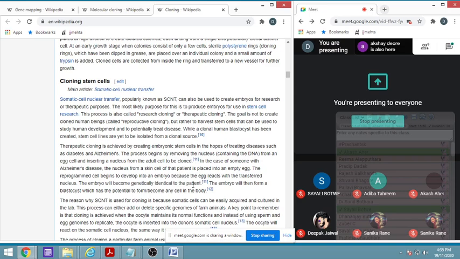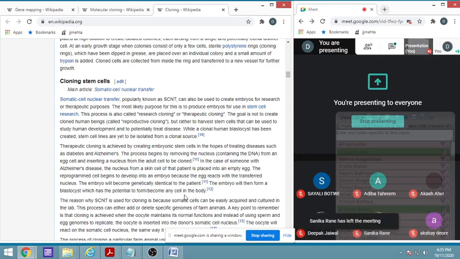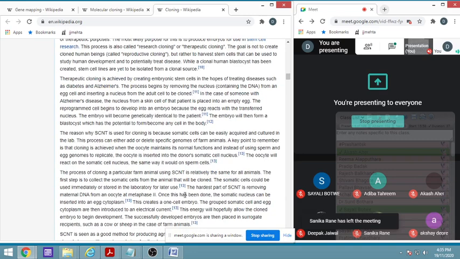In people where there is a deficit of one or another kind of tissue, we can incorporate this cloned stem cell and see whether new tissue is formed wherever these kinds of genetic problems are there. Okay, these are the benefits of this. It is done by creating embryonic stem cells in the hopes of treating disease. Actually, this has not become very successful, but there was a very big hype.